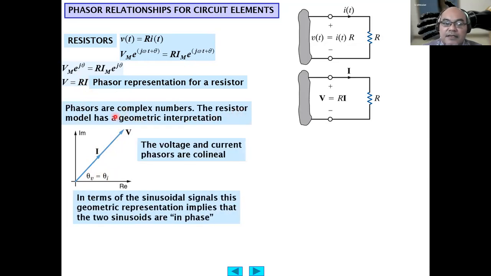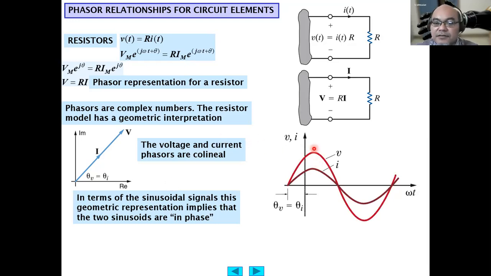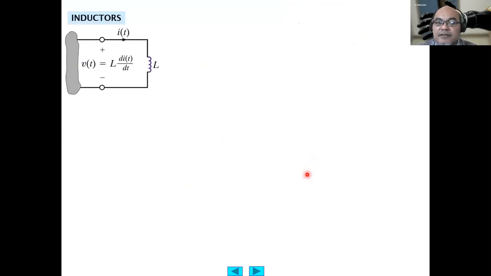Phasors are complex numbers. The resistor model has a geometric interpretation. The voltage and current phasors are collinear in a resistive circuit like this. In terms of the sinusoidal signals, this geometric representation implies that the two sinusoids are in phase. In phase means there is no phase difference between the two sinusoidal functions. Only the magnitudes are different. Like this, I equals voltage divided by R, but the phase remains the same: theta V equals theta I. So this is for a circuit with a resistor.